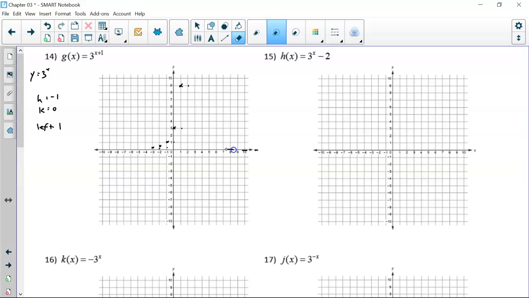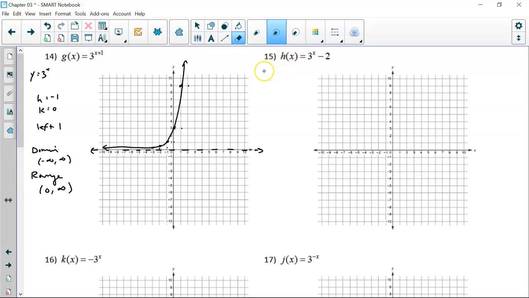Now, my horizontal asymptote moved left 1 as well, but it didn't change that horizontal line. So our graph just moved to the left 1. So our intercept changed, our y-intercept, but our domain is still going to be from negative infinity to positive infinity, and our range is still going to be from 0 to infinity with parentheses.